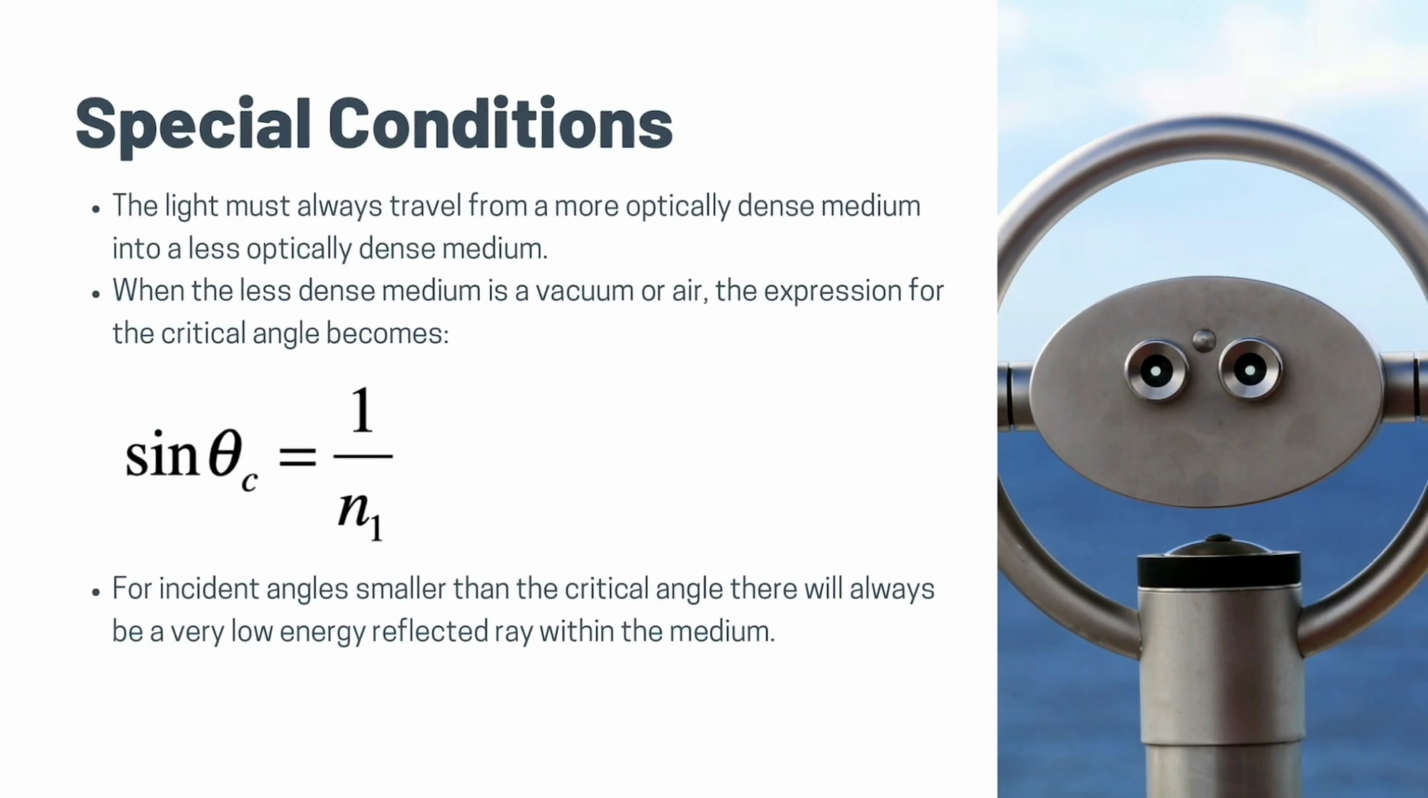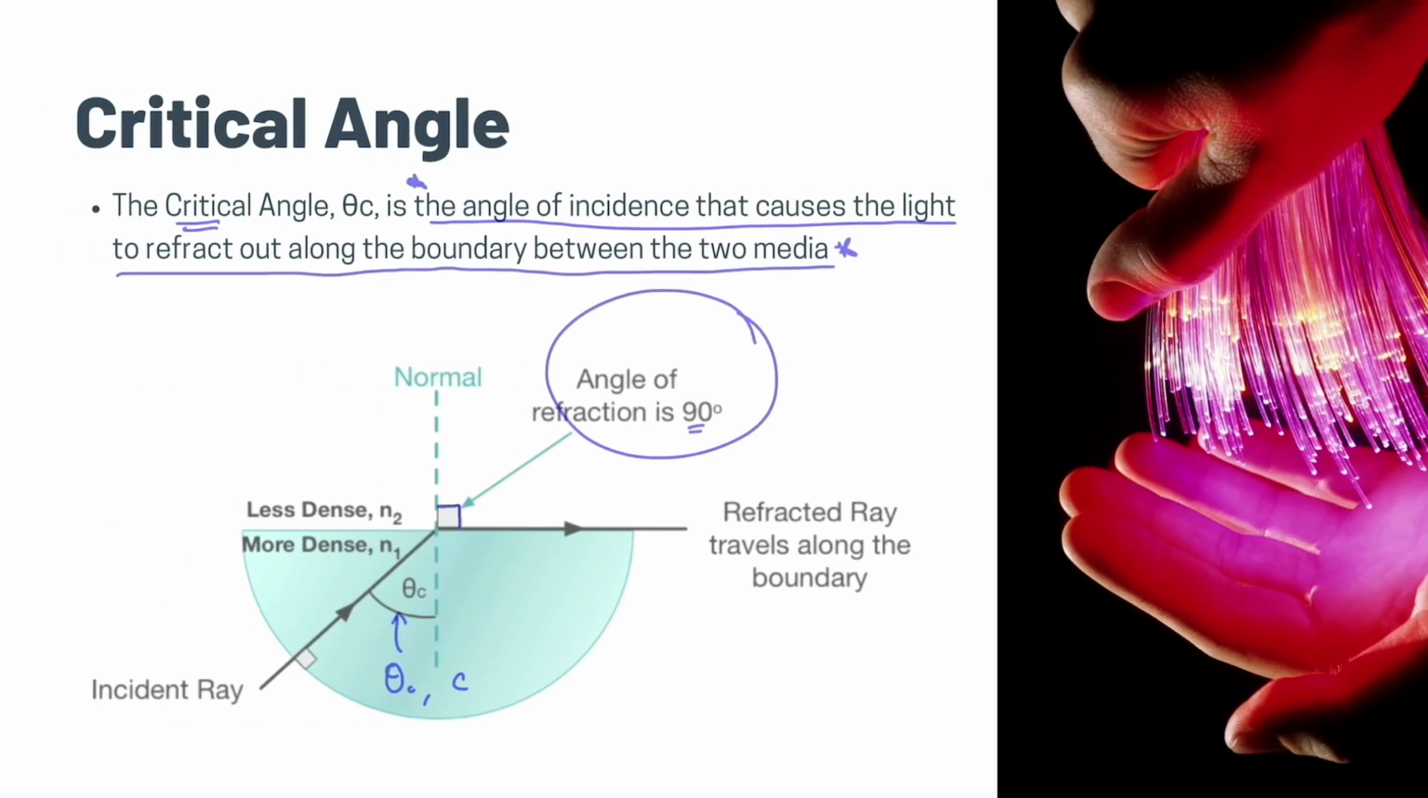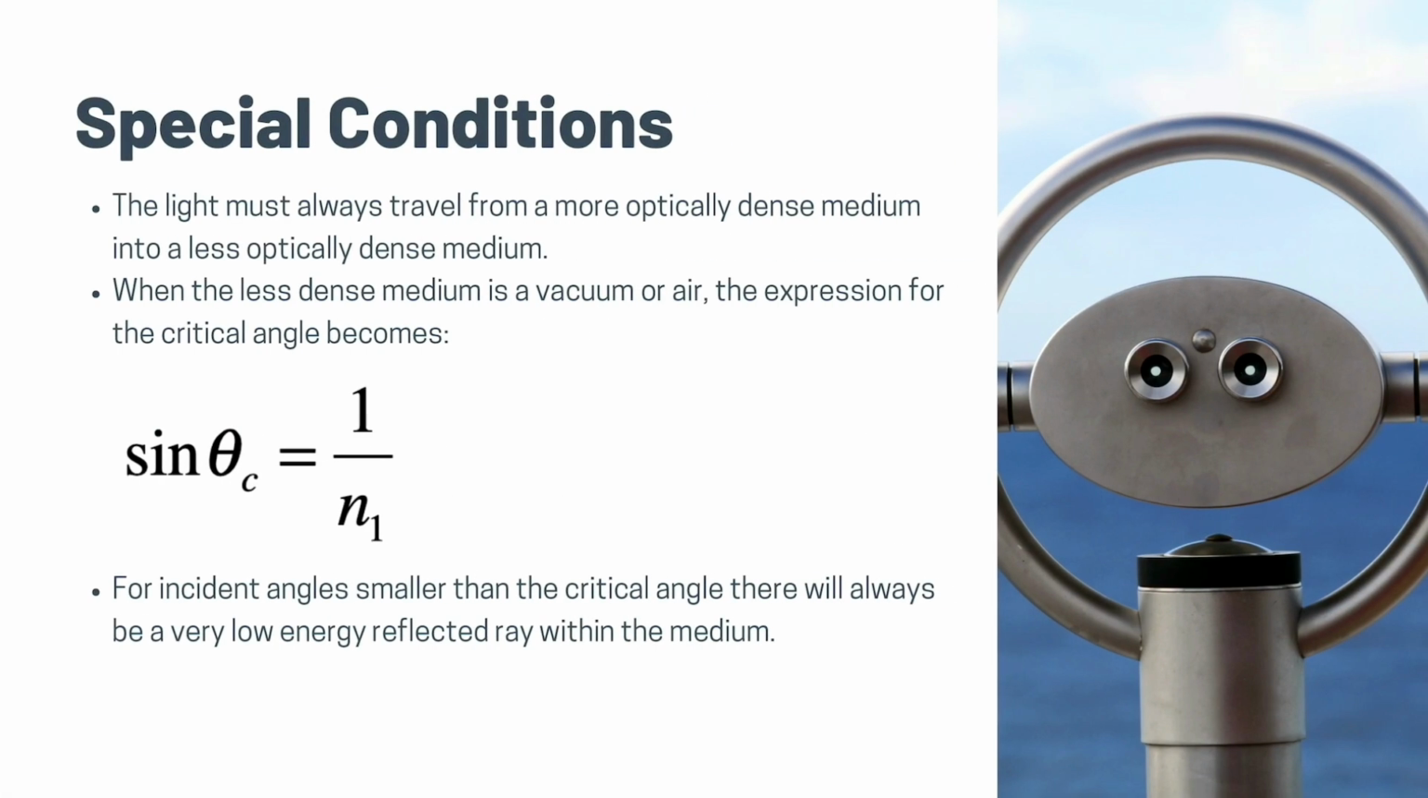There are special conditions. The light must always travel from a more optically dense medium into a less optically dense medium. What does that mean? Well, this situation here wouldn't work if this was air and that was glass. It has to be the other way around. It has to be that the light is already in something that's more dense and travelling to something that's less dense.